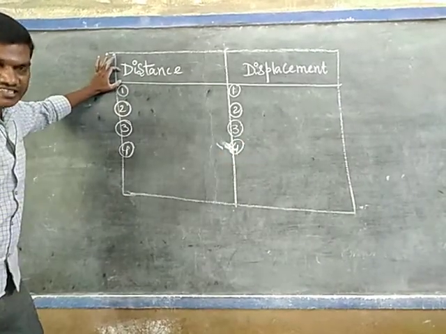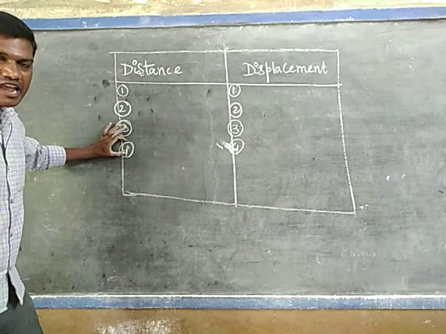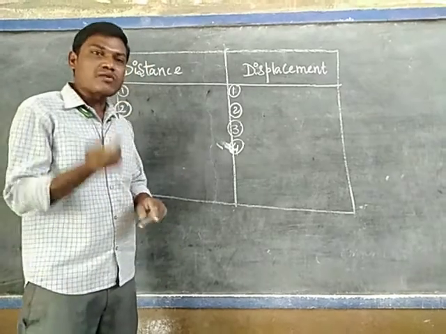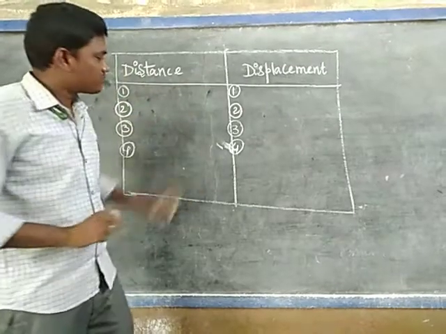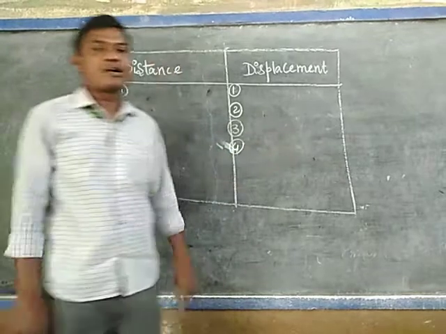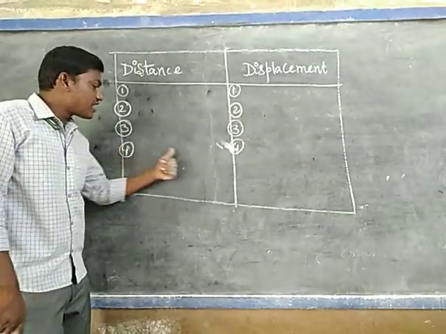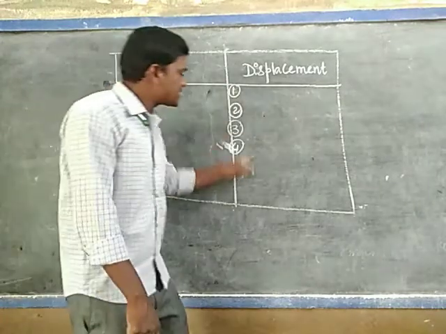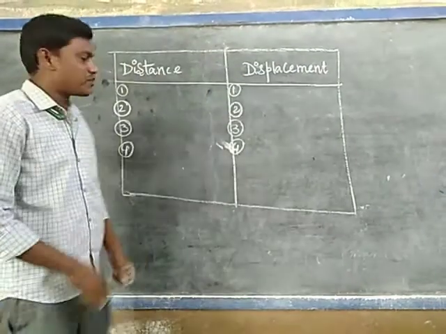Next, under distance, we don't consider any unique path. Whatever path the body travels, only that path is considered. But under displacement we consider the unique path. Unique path means only one path. Listen very carefully: in distance we can't consider the unique path, but in displacement we consider the unique path. Unique path means only one particular path. That is the meaning of it.